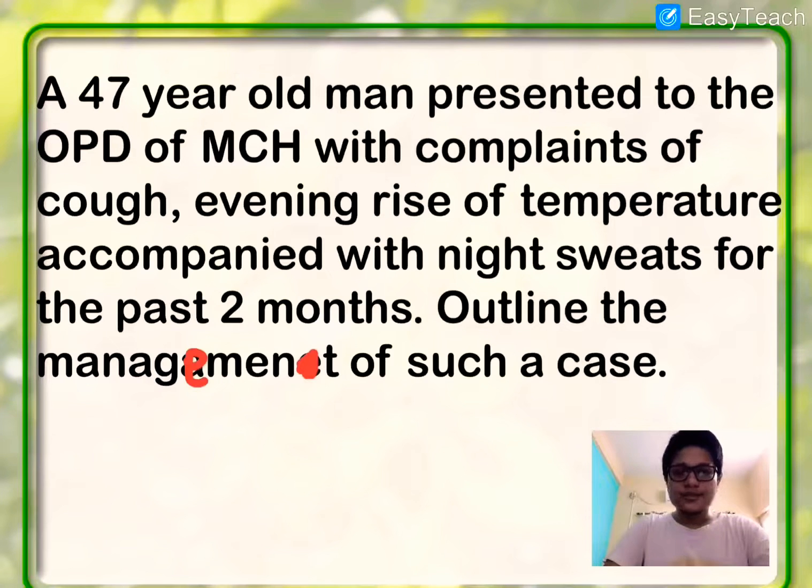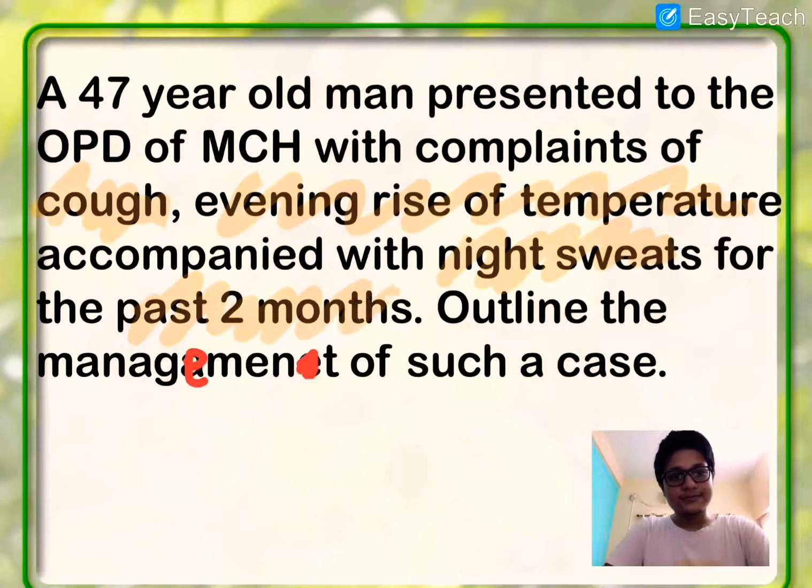Okay, so let's begin. Over here we have a typical history where a 47-year-old man has presented to the outpatient department complaining of cough, evening rise of temperature and night sweats for the past 2 months. This is a typical history which you will be given in your microbiology papers. The thing you have to notice the most over here is this timeline of 2 months.